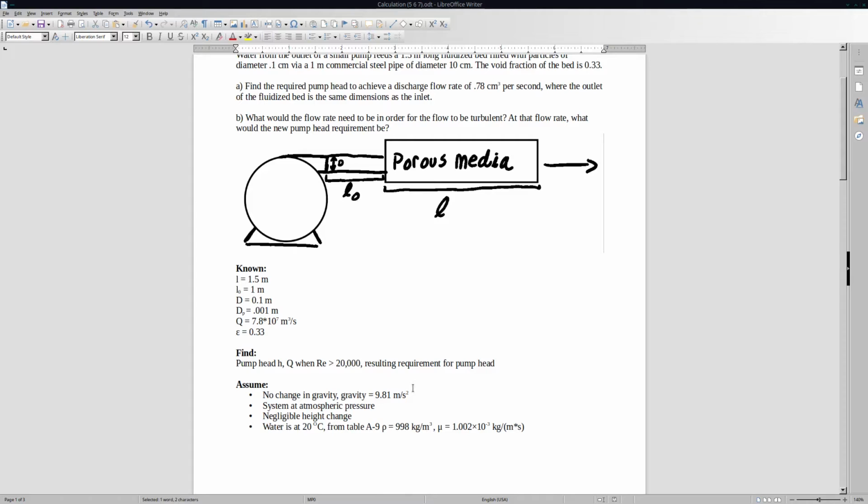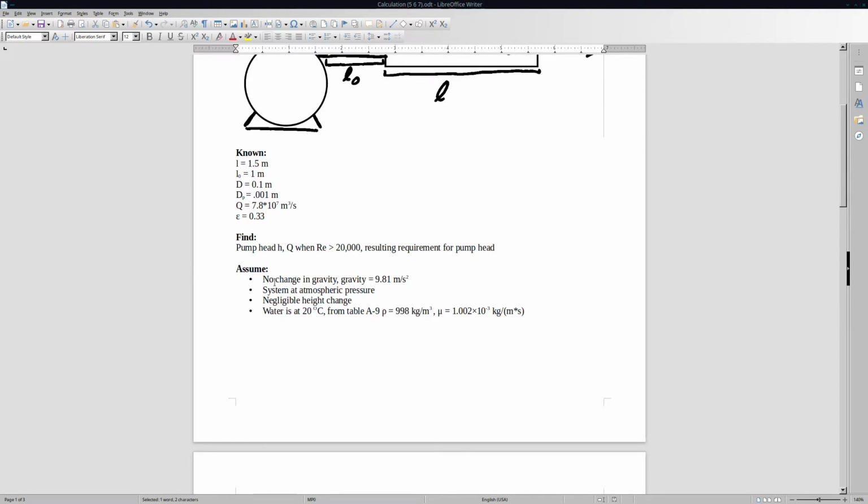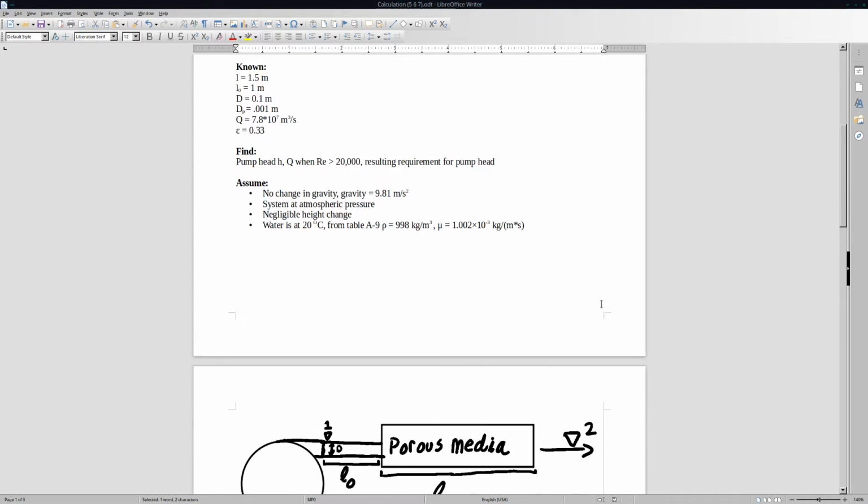We can make some assumptions, so we can use the equations that we use. We're going to assume no change in gravity. The gravity is this given quantity. The system is at atmospheric pressure. There is negligible height change, and the water is at 20 degrees C and atmospheric pressure. From table A9, we have these properties of water in that context.